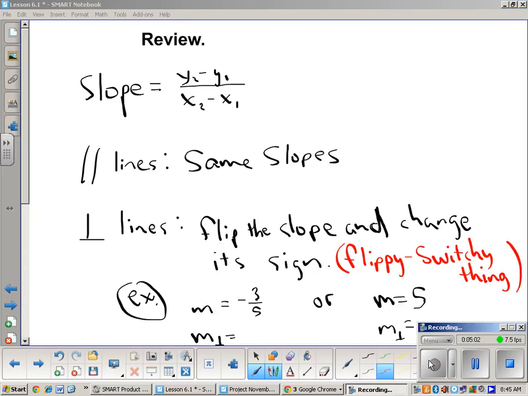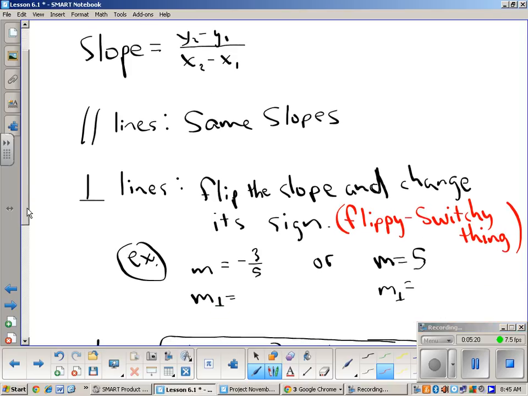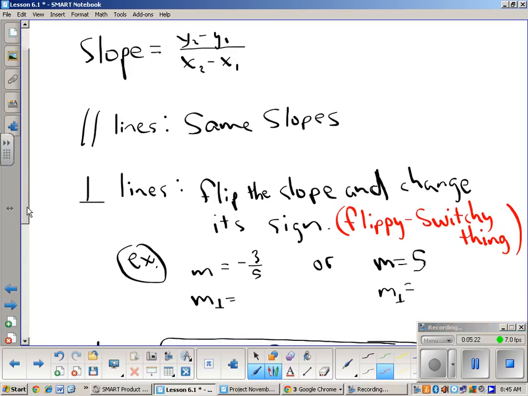Okay, throughout this chapter, you're going to be asked to look at if lines are parallel, if they're perpendicular, if segments are equal in length. And so this is all review. Formulas you should already know, but yet we know that we sometimes forget. And so I want to make sure that you have them.